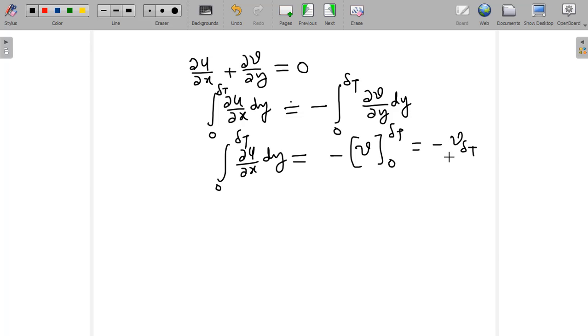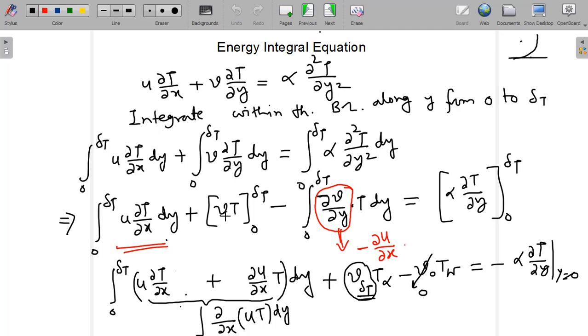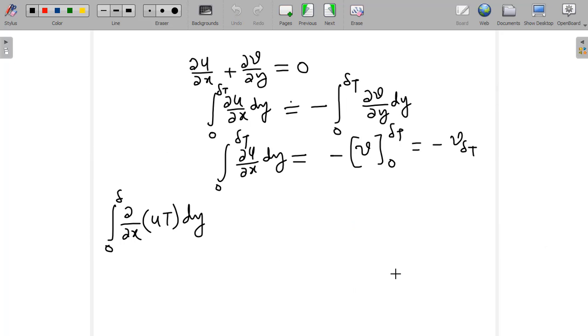Okay, so now you just put that value, because the term is there from the integration of the thermal boundary layer equation, that is integral from 0 to delta t of del x of uT that we have seen just now, and then it was basically plus v delta t into T infinity. So v delta t into T infinity, it will become negative because my negative v delta t is this quantity.